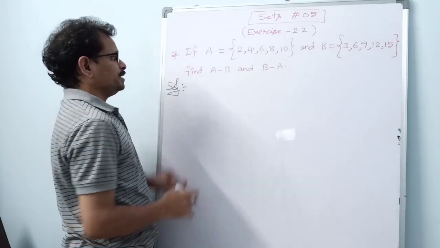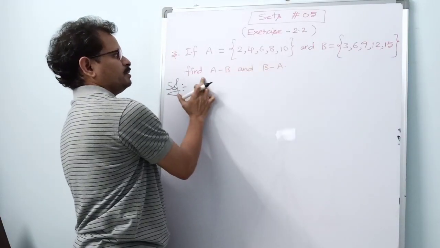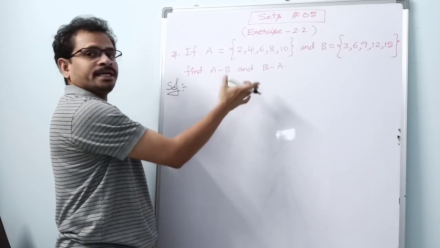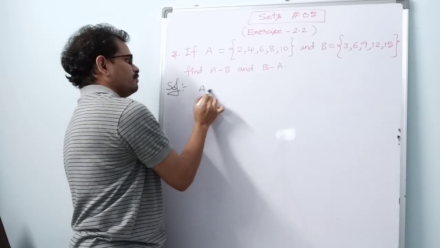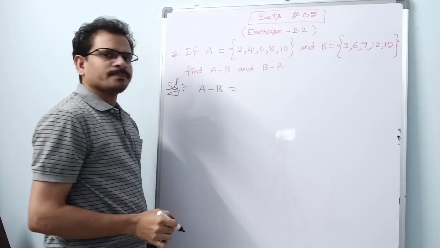Next one is question number 3. Two sets are given to us, A and B. We are asked to find A minus B and B minus A. Let us first find A minus B. A minus B equals what?